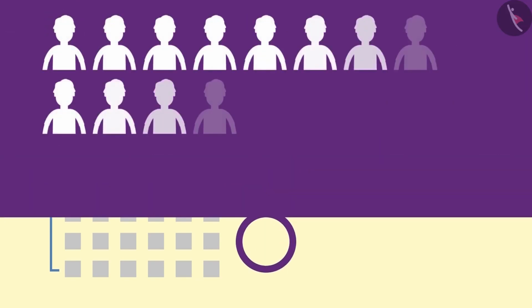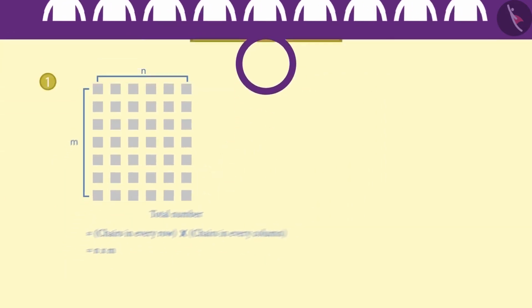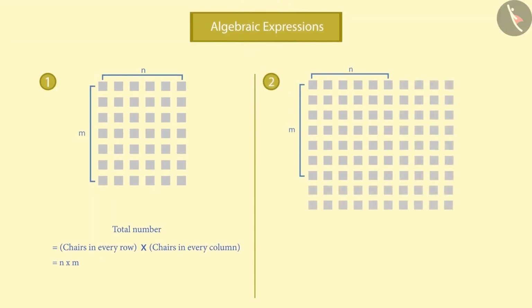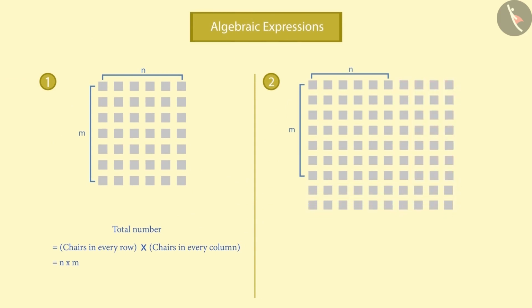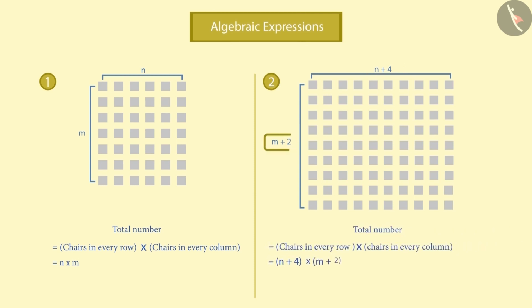Now, when the number of cinema goers started increasing, the owner decided to increase the capacity of the cinema hall. He installed 4 extra chairs in each row and 2 extra chairs in each column. So now, the number of chairs in each row becomes n plus 4 and the number of chairs in each column equals m plus 2. So, can you tell me how many chairs are there in the cinema hall? Absolutely right. It is equal to the product of n plus 4 and m plus 2.